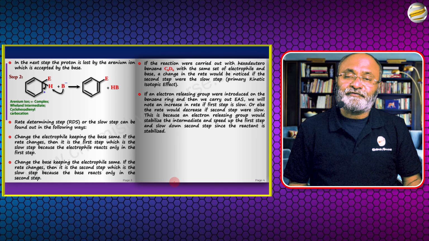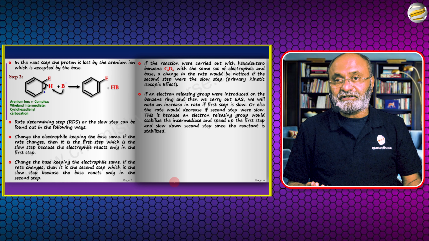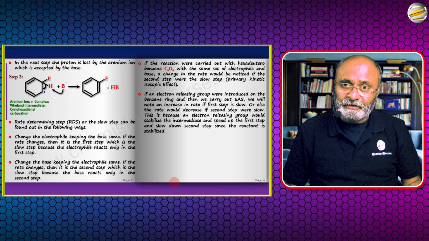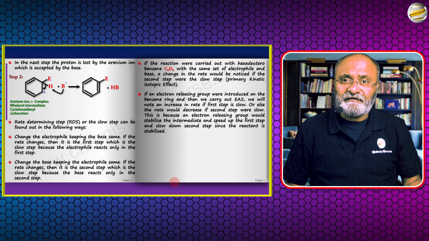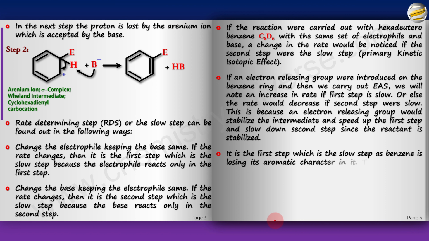Okay, so these are some of the ways by which we'll be able to practically, experimentally find out which is a slow step. So now comes the $1 million question: which is the slow step? I want you to look at the two steps, find out which is the slow step and figure out why. Well, it is the first step which is the slow step, as benzene is losing its aromatic character in it. The second step would be very fast as the intermediate is gaining the aromatic character.